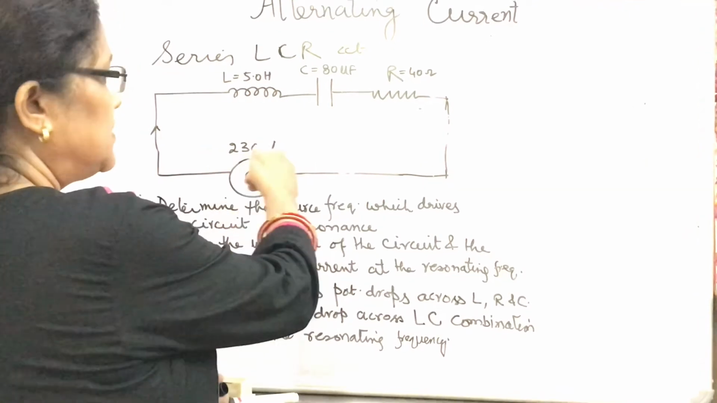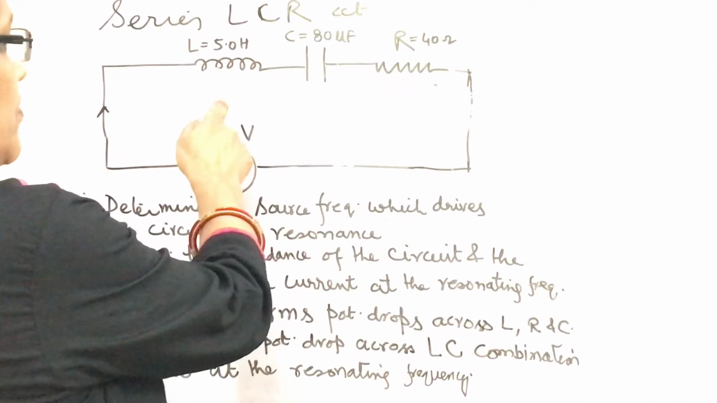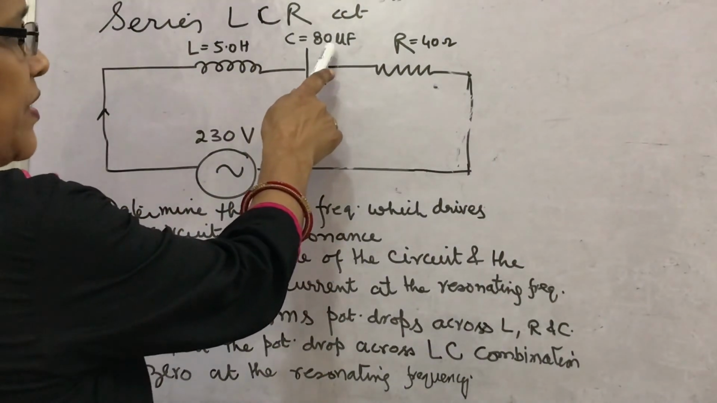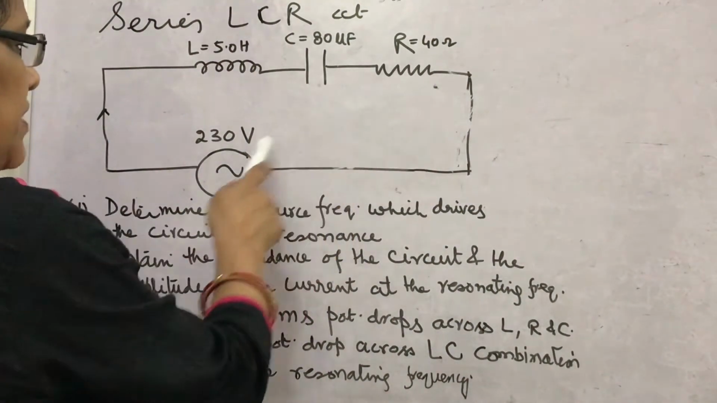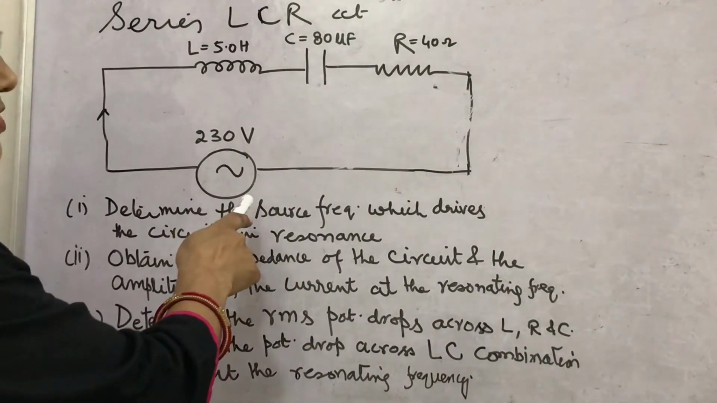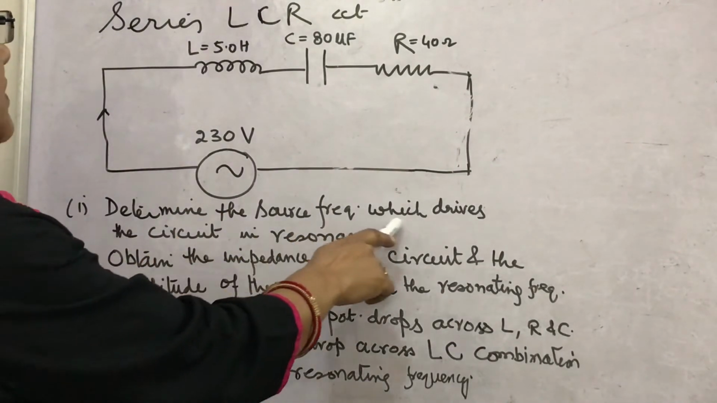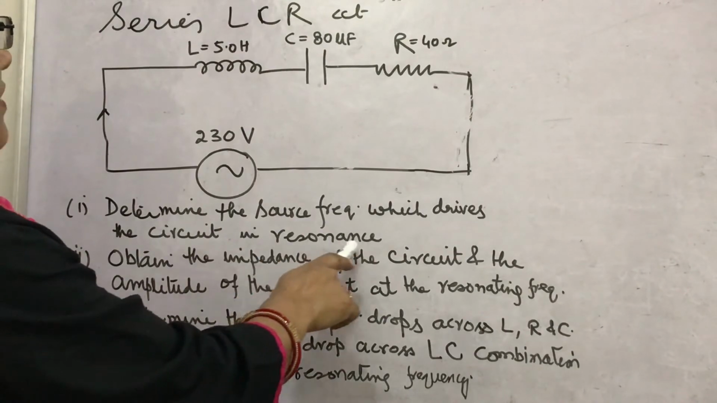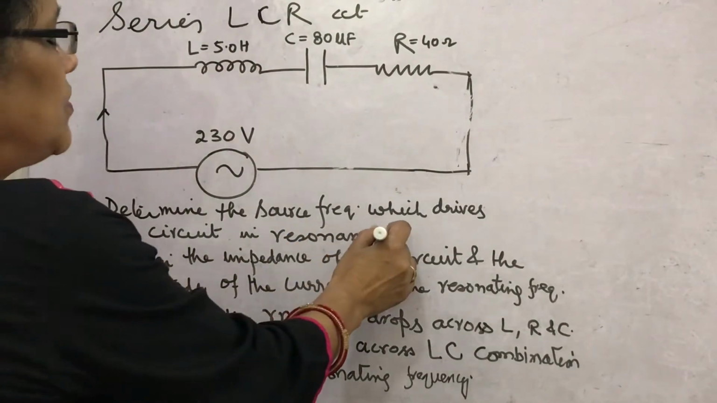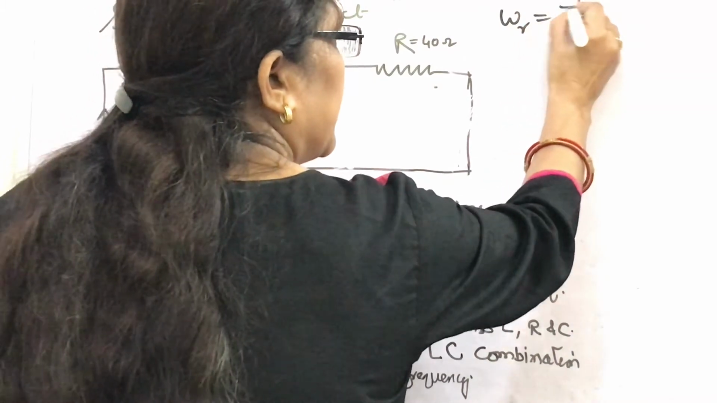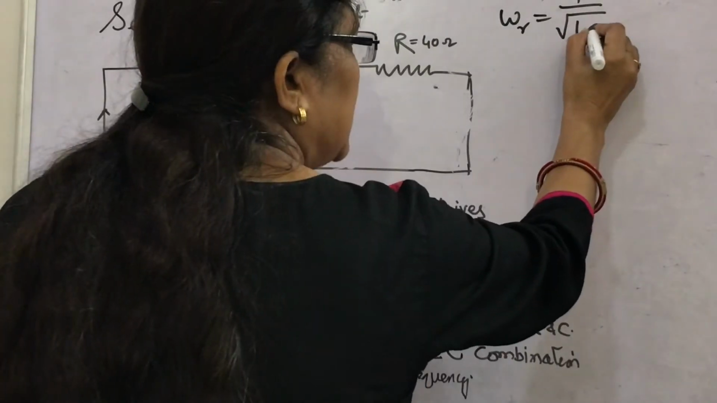Here in this series LCR circuit, we have L given as 5 henry, capacitor 80 microfarad and resistance 40 ohm, connected with the 230 volt source. First part: determine the source frequency which drives the circuit in resonance. We have seen that in resonance, omega R is given by 1 upon under root LC.